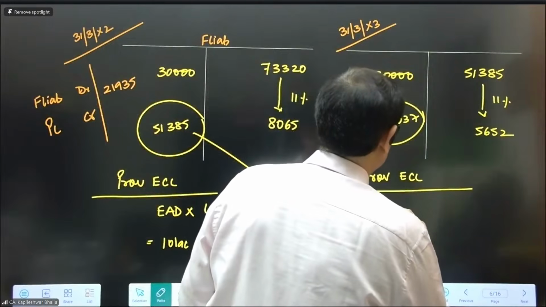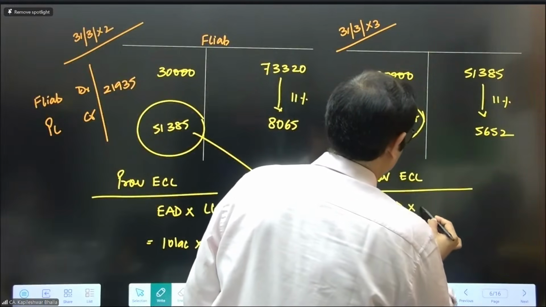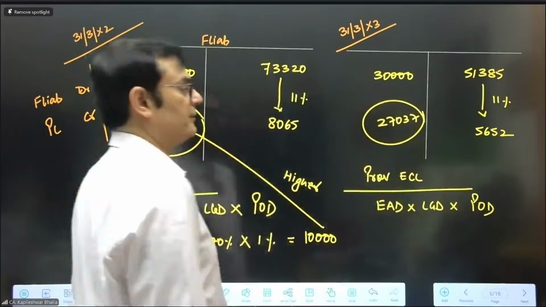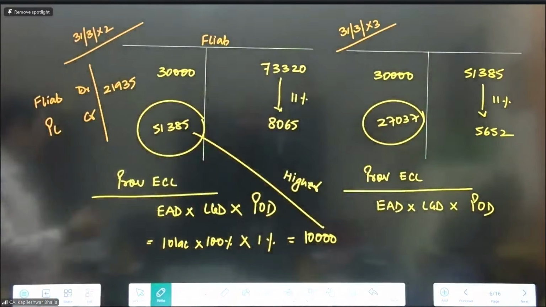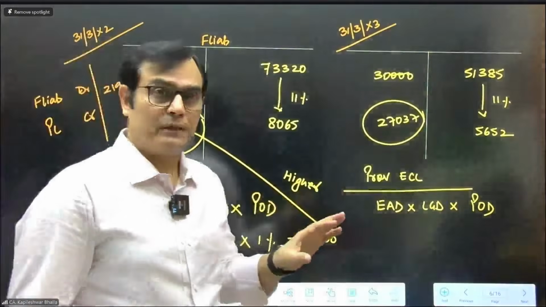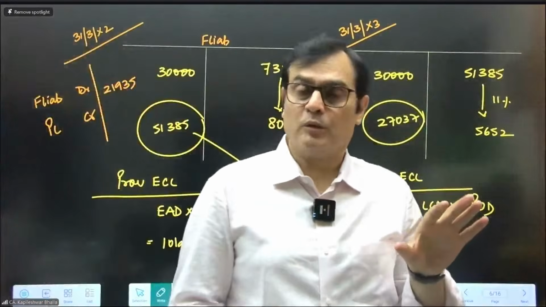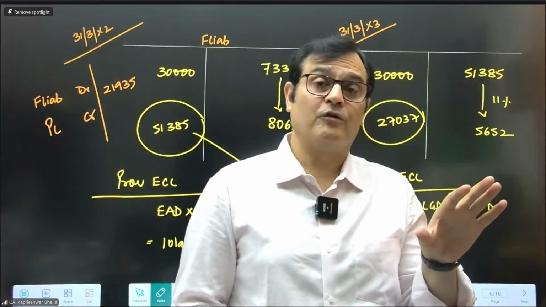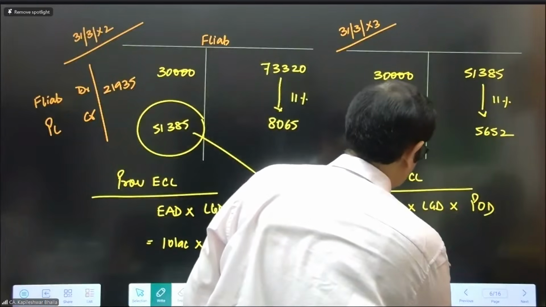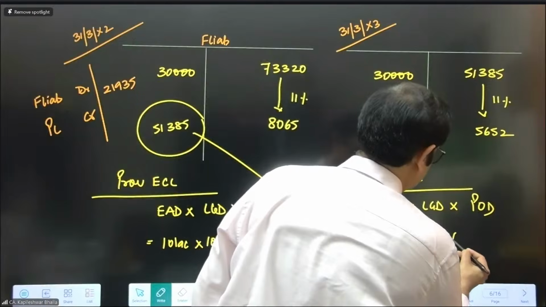So we apply the same concept: exposure at default, loss given default, and the probability of default. Even at the end of March X3, we are very clearly given that there is going to be no recovery if there is a default. If there is no recovery, the loss given default is 100%. So this is 10 lakhs. Loss given default is 100%.